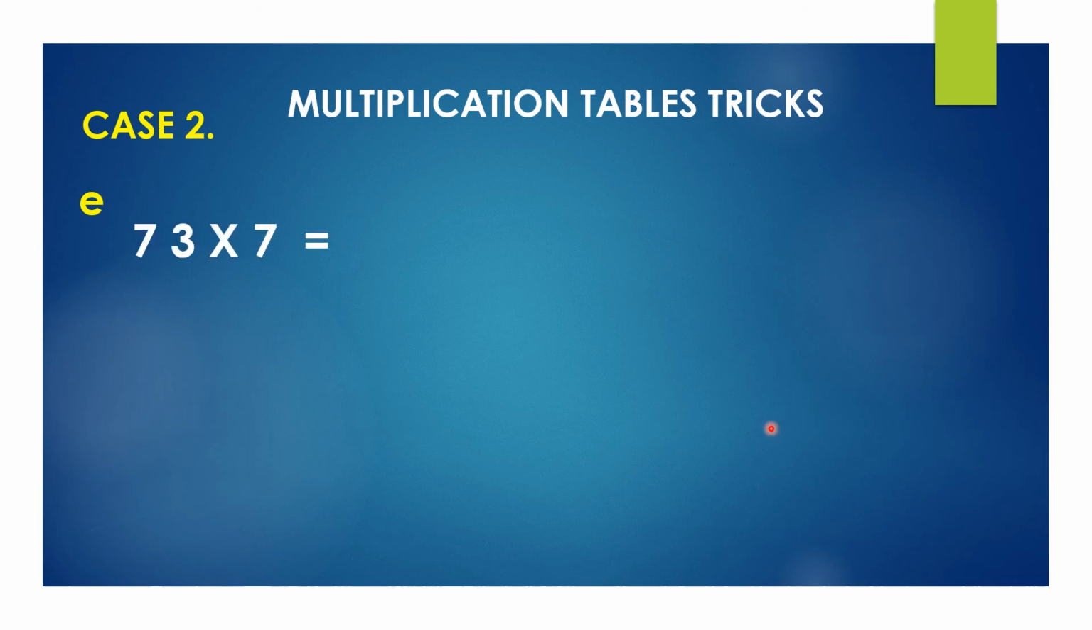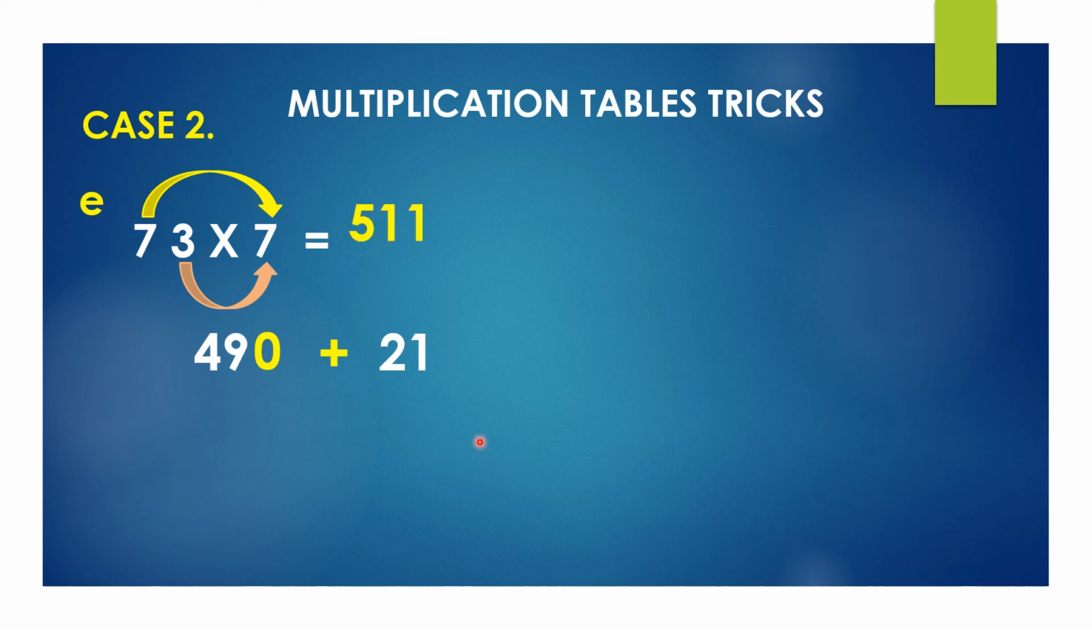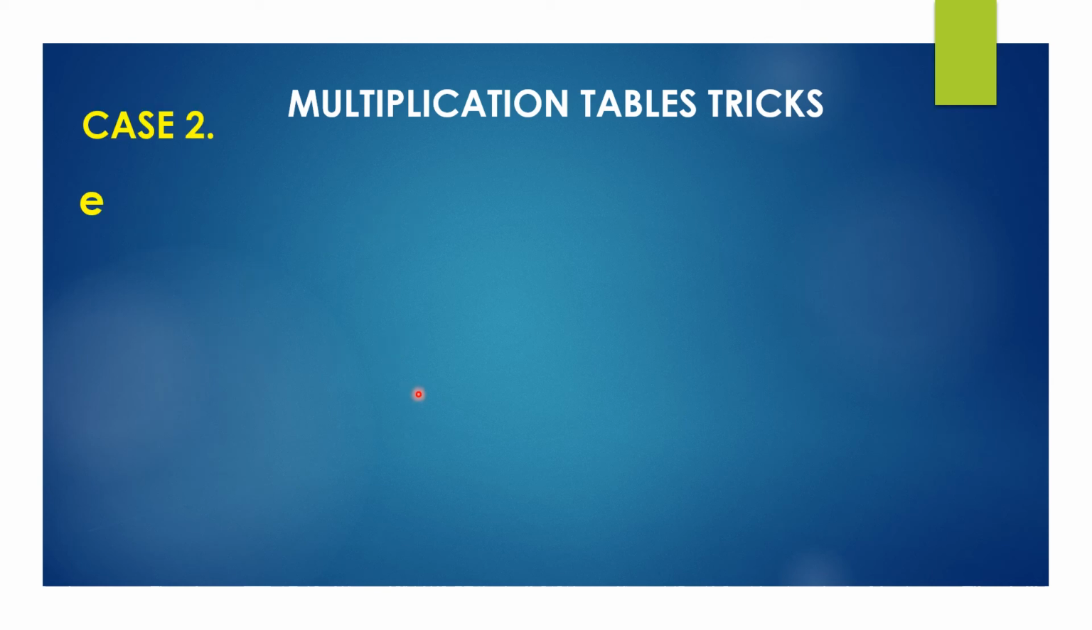Now 73 into 7. First step, 7 7s are 49. Now next step, write 0 just beside this number. Next, 3 7s it is 21. Add both these numbers. 490 plus 21. It is 511. So the product of 73 and 7 is 511. If you can see like this, we can multiply till 100.